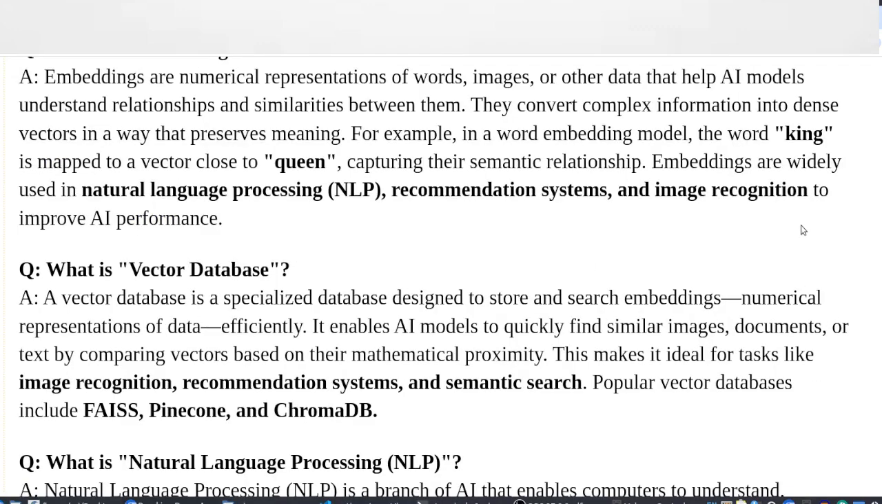What is a vector database? A vector database is a specialized database designed to store and search embeddings. It enables AI models to quickly find similar images, documents, or text by comparing vectors based on their mathematical proximity, something like cosine similarity. This makes it ideal for tasks like image recognition, recommendation systems, and semantic search. Popular vector databases include FAISS, provided by Facebook, Pinecone, a managed vector database, and ChromaDB. It's open source. We can even use it on our local machine.